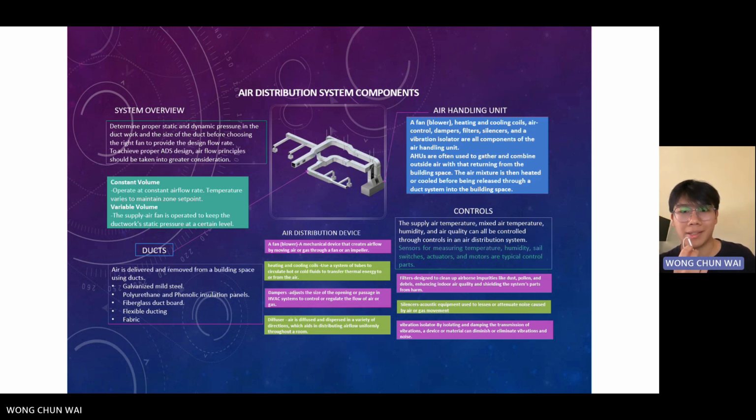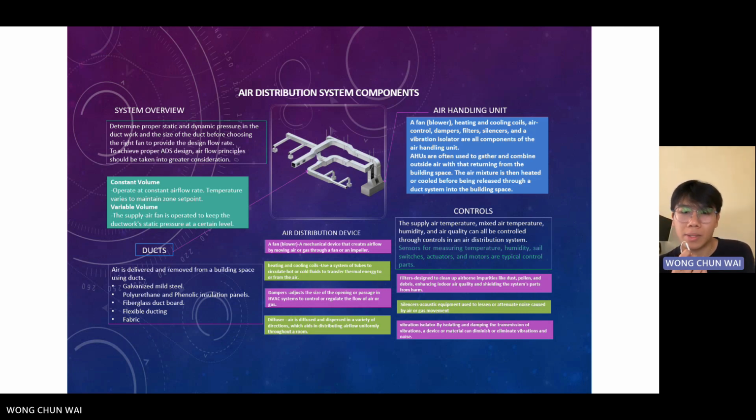They exist in the air distribution system. So the constant volume is to operate at a constant airflow rate. The temperature varies to maintain the zone set point. So the variable volume, the supply air fan is operated to keep the ductwork static pressure at a certain level.